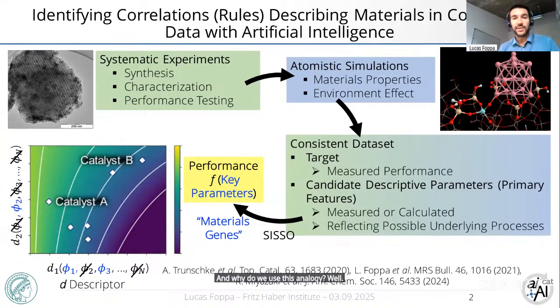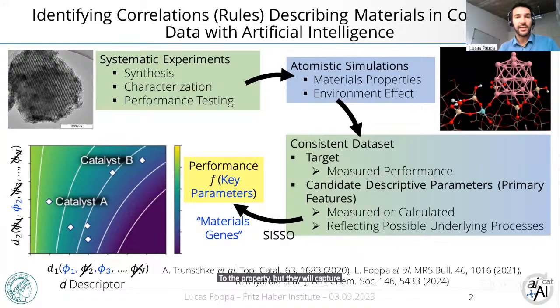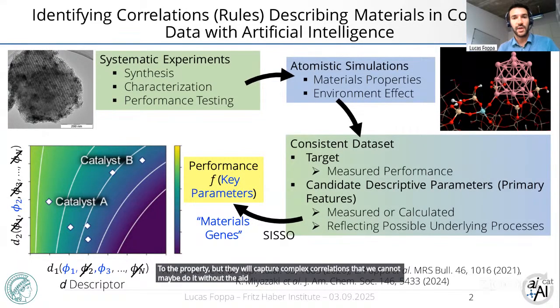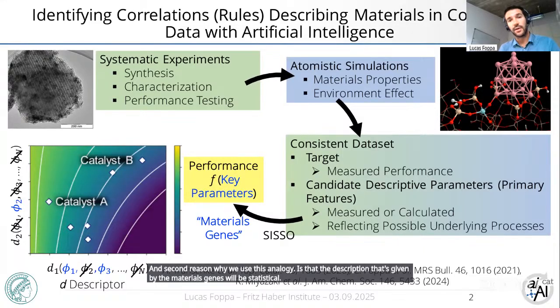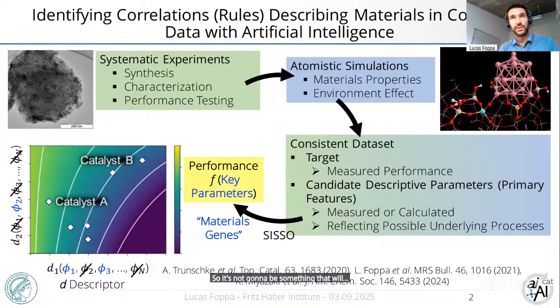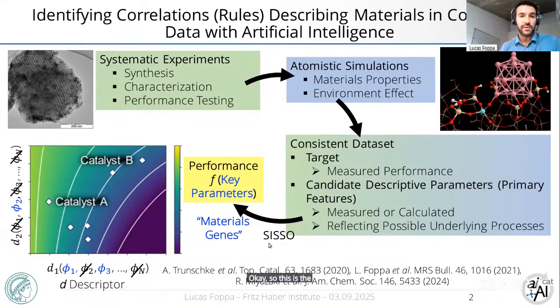Well, just like genes in biology, these materials genes will not provide a comprehensive understanding of the underlying processes that bring the parameter to the property, but they will capture complex correlations that we maybe cannot capture without the aid of artificial intelligence. And the second reason why we use this analogy is that the description given by the materials genes will be statistical. So the description will be associated with an uncertainty, some variance, which I will come back to later. Okay, so this is the materials genes concept.